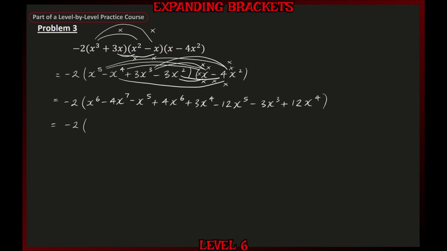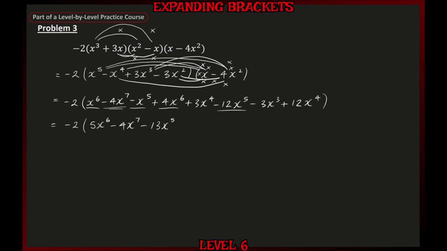So starting with x to the power of 6, we have x to the power of 6 plus 4x to the power of 6, which is 5x to the power of 6. The minus 4x to the power of 7 is on its own, so we have minus 4x to the power of 7. We then have a minus x to the power of 5 and a minus 12x to the power of 5, so that's minus 13x to the power of 5.